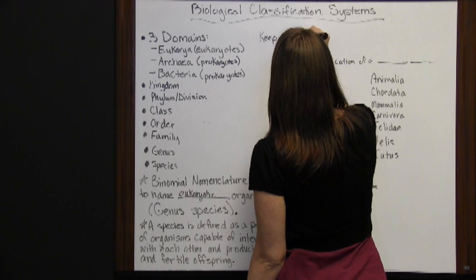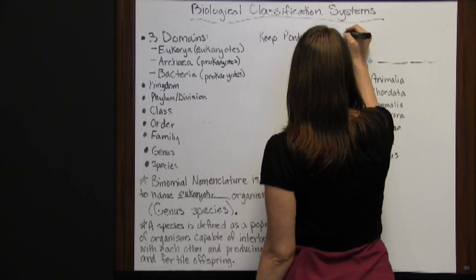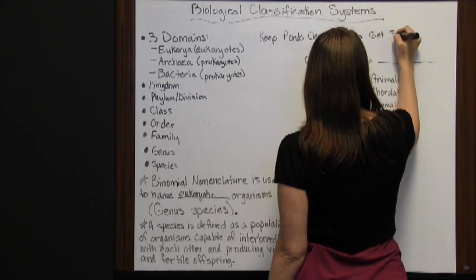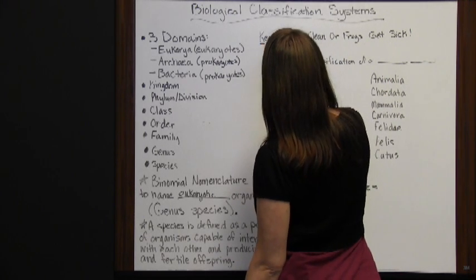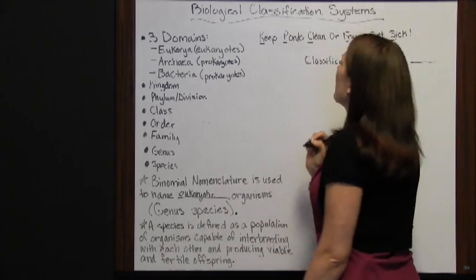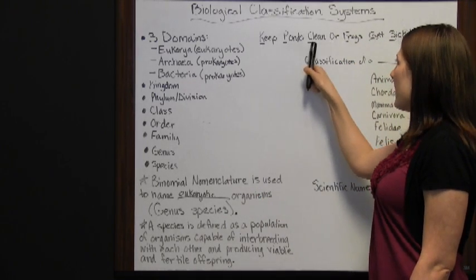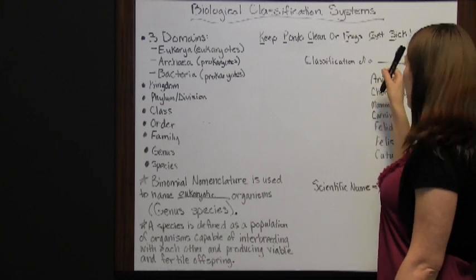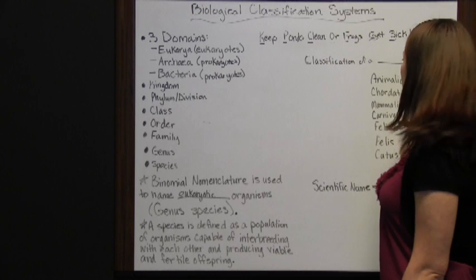Keep ponds clean, or frogs get sick. And if you look at the first letter of each of those, they will remind you what the order of our rankings are. Kingdom, phylum, class, order, family, genus, species. So let's go through and see if you can figure out what this is a classification of.